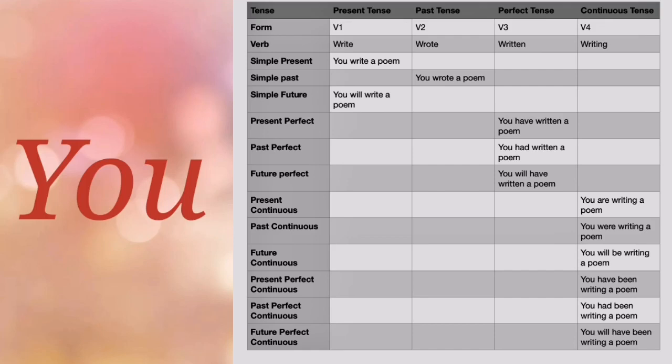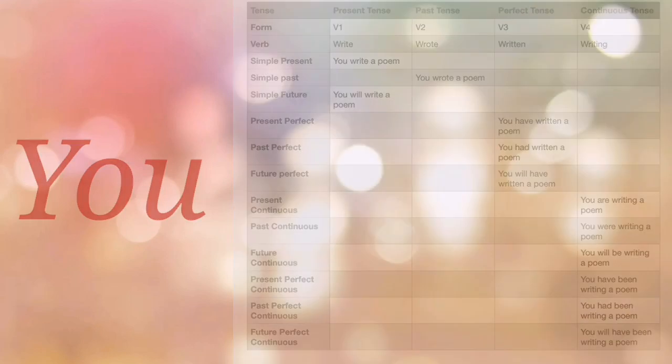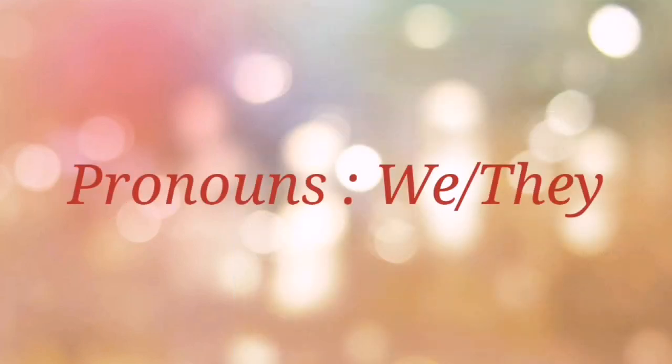V4 writing is used to make present continuous tense you are writing a poem, past continuous tense you were writing a poem, future continuous tense you will be writing a poem, present perfect continuous tense you have been writing a poem, past perfect continuous tense you had been writing a poem and future perfect continuous tense you will have been writing a poem.